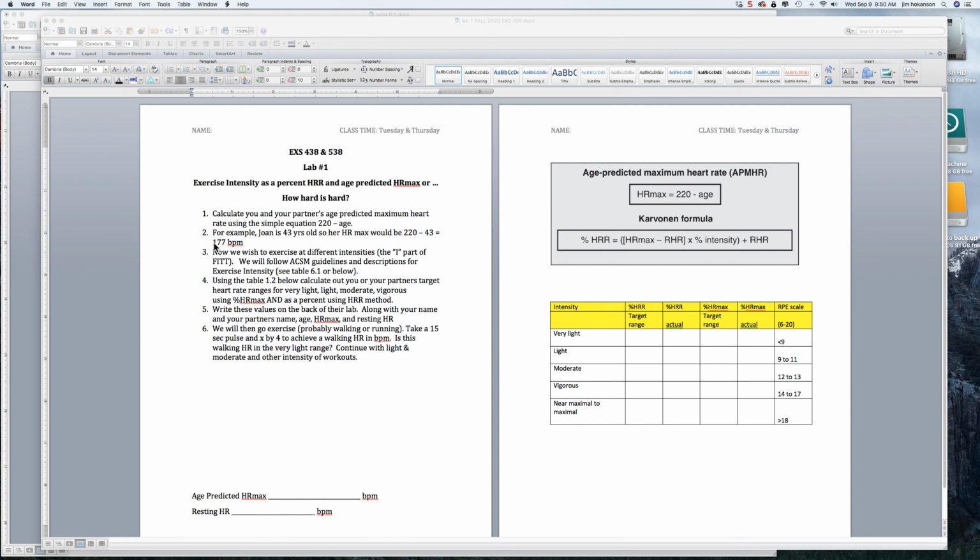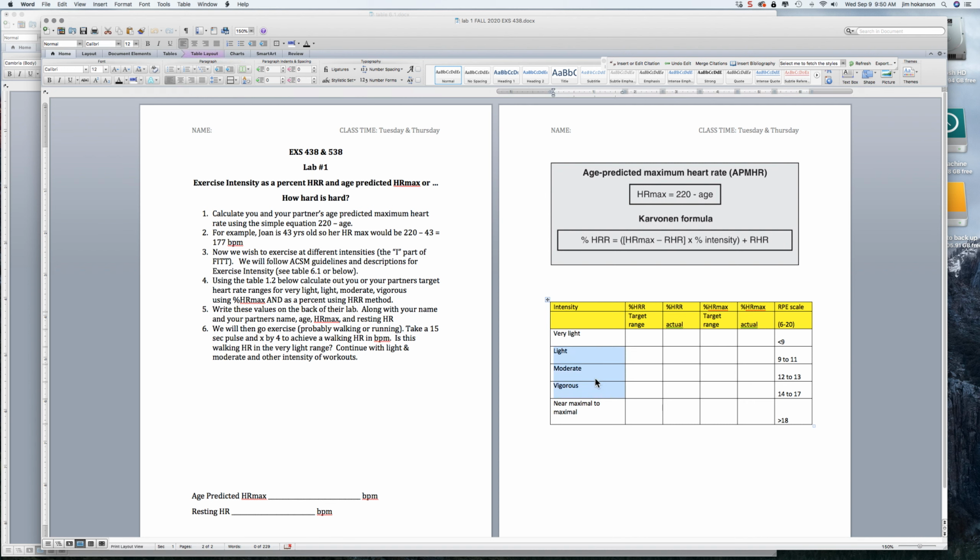Then we're going to ask you to exercise at different exercise intensities. If we go over to the second page of this lab, what I would like you to do is to at least exercise at light, moderate, and vigorous. So you're just going to go take a run, or in lab we will go take a run, and you're just going to run at something that you consider light, then something that you consider moderate, and then something that you consider vigorous.